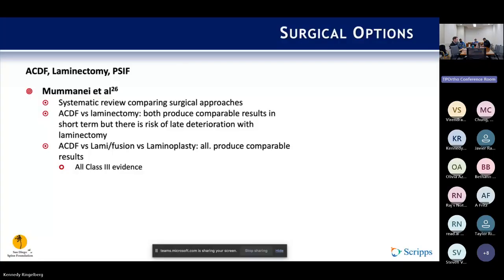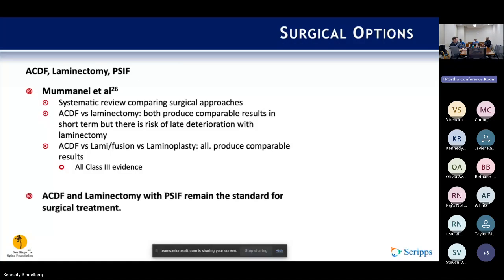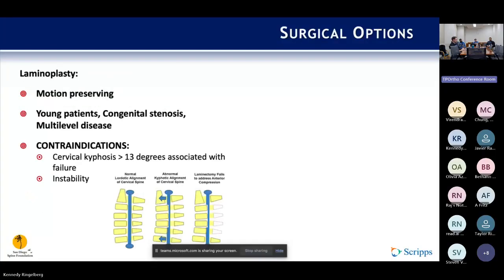And they do point out in this review that all of these are relatively low level of evidence studies that they used for analysis. I would say in general, ACDF and then a laminectomy with fusion probably remain the standard for surgical treatment of myelopathy. But as I mentioned, laminoplasty is becoming more popular in the US and was initially described in Japan.